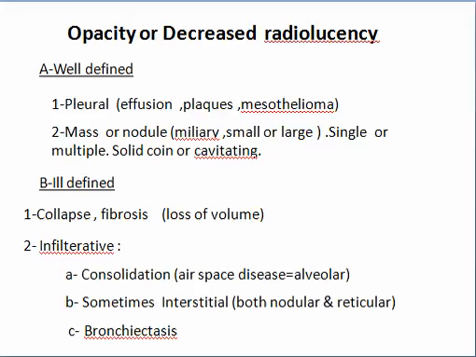These are examples of well-defined opacities, but still we have the second pattern of ill-defined opacity, ill-defined margins of opacities, as in collapse and fibrosis, or maybe something infiltrative. The best example is the consolidation, which is called airspace disease or alveolar disease, sometimes interstitial, showing both nodules and reticulations, may be similar to infiltration, and finally in bronchiectasis. All of these are ill-defined lesions.